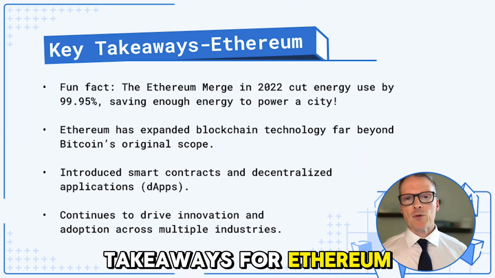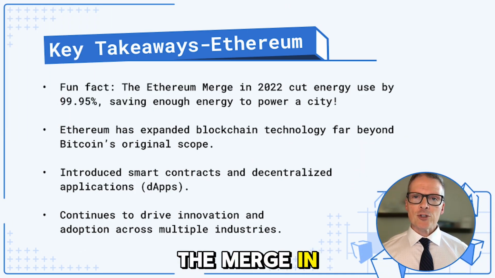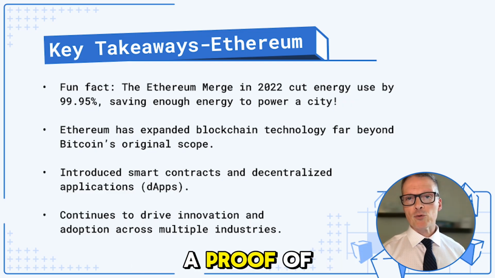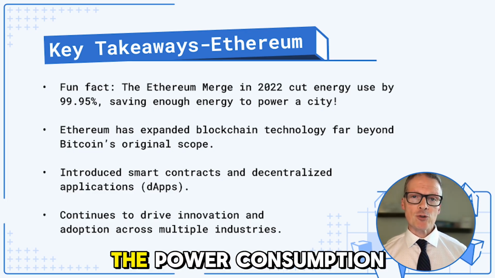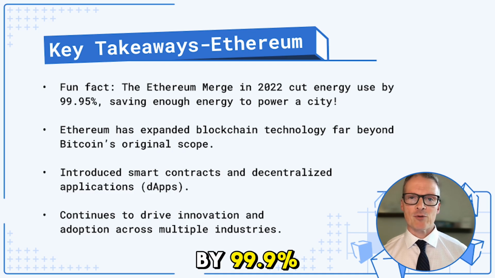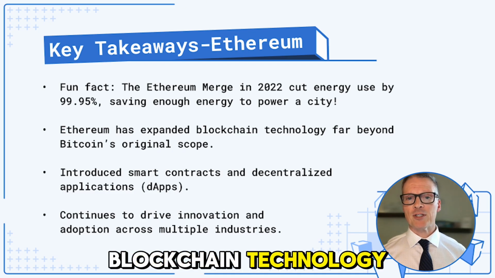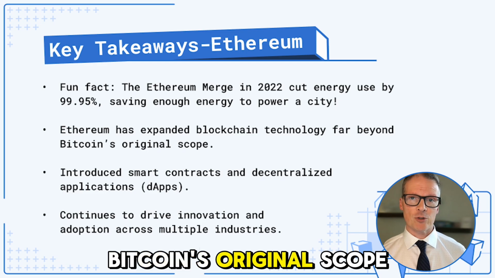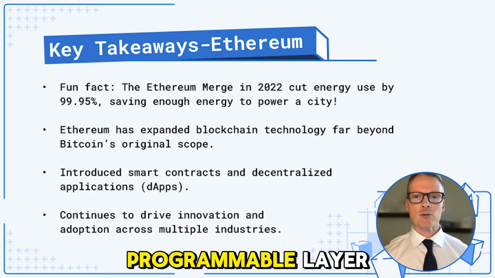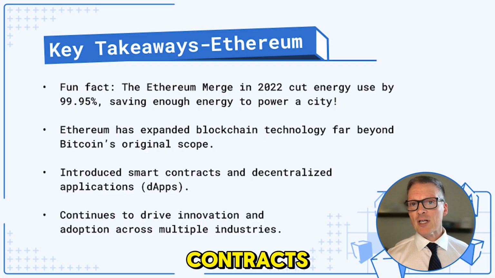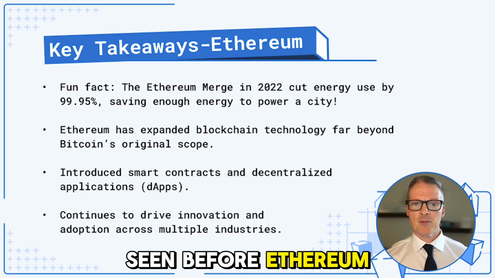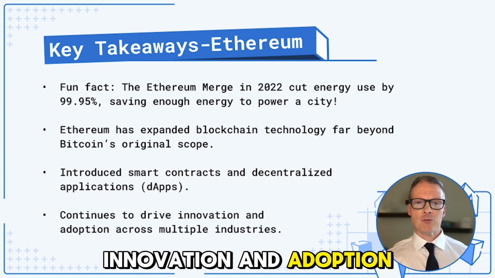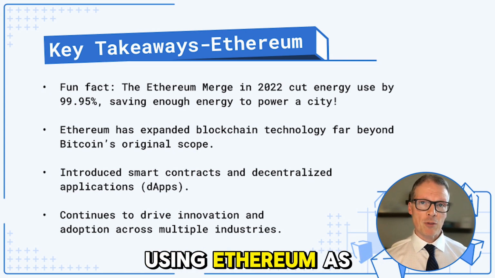So the key takeaways for Ethereum is that the merge in 2022 took Ethereum from a proof of work blockchain like Bitcoin to a proof of stake network, which is a different kind of technological setup. And this reduced the power consumption by 99.9%. Ethereum has expanded blockchain technology far beyond Bitcoin's original scope because it can do so much more as a programmable layer. It introduced smart contracts and decentralized applications, something that the world had not seen before Ethereum.